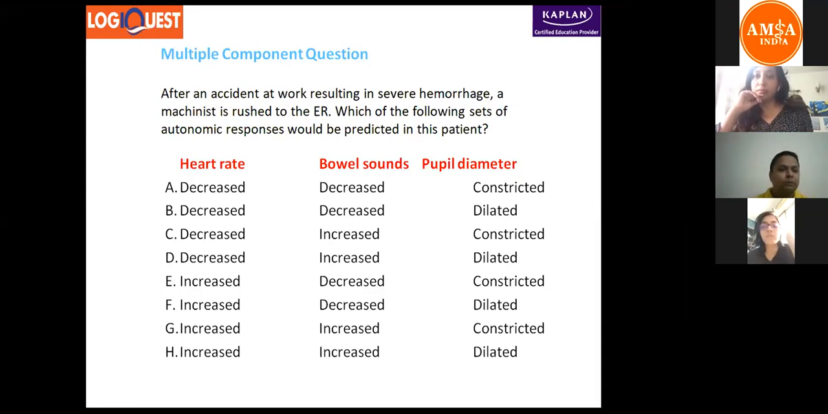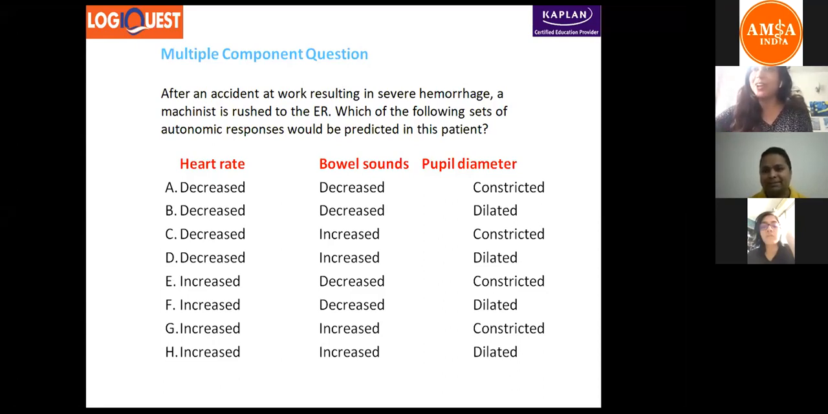Okay, so in this particular thing, it always works from the component that you best know. So in this case, if I were you, I would have definitely started with the heart rate. Now, the first thing that I would try and understand is, okay, fine, heart rate. There's a lot of blood loss. What happens to my heart rate? Increase or decrease? Increase. It will increase.